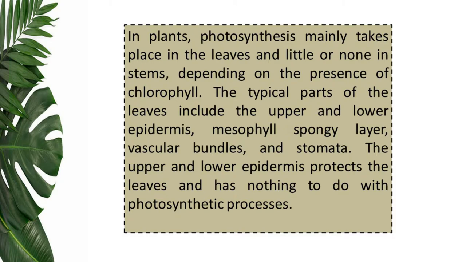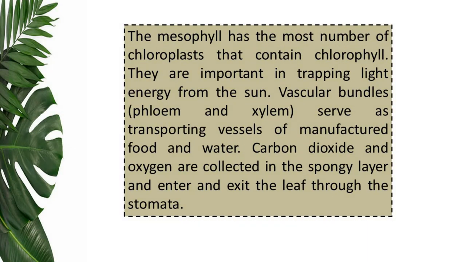The upper and lower epidermis protects the leaves and has nothing to do with photosynthetic processes. The mesophyll has the most number of chloroplasts that contain chlorophyll. They are important in trapping light energy from the sun. Vascular bundles, phloem and xylem, serve as transporting vessels of manufactured food and water. Carbon dioxide and oxygen are collected in the spongy layer and enter and exit the leaf through the stomata.